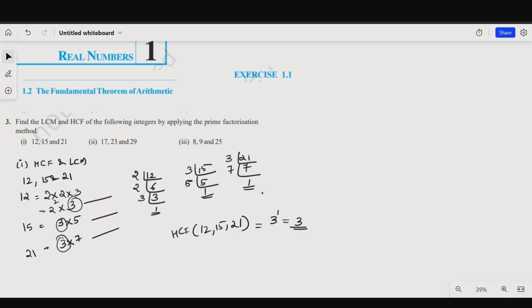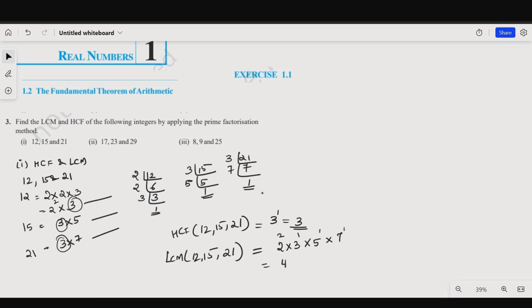Now let's find the LCM. LCM of 12, 15 and 21. So LCM means product of the greatest power of each prime factor involved. So here it is 2 into 3. In the next one it is 3 into 5. Since 3 is already there, we have to only write 5. The third one it is 3 into 7. 3 is already there, only 7 is missing, so write 7. Now we have to take the greatest power. The greatest power of 2 here is 2. Greatest power of 3 is anyway 1. Greatest power of 5 is 1. Greatest power of 7 is 1.